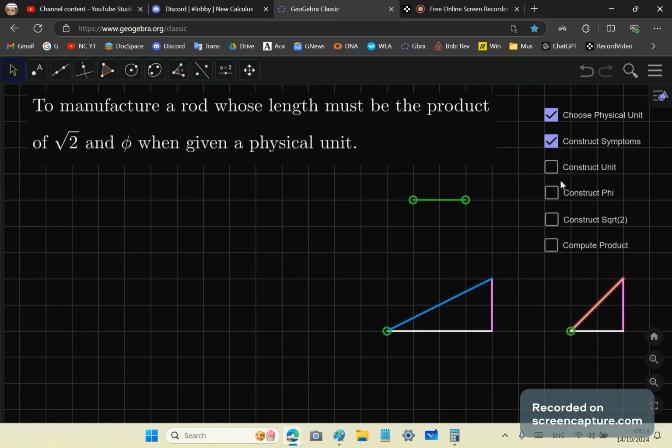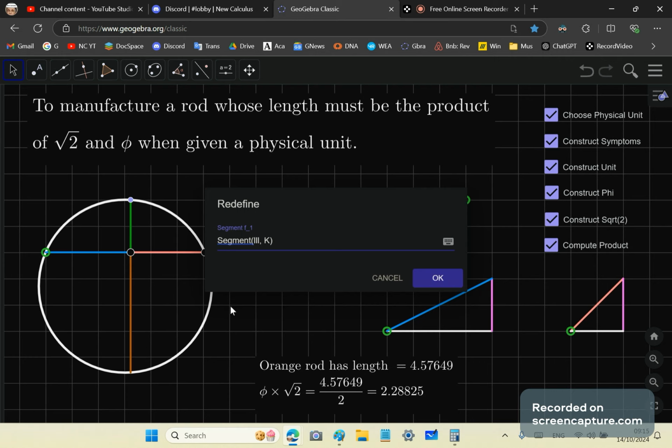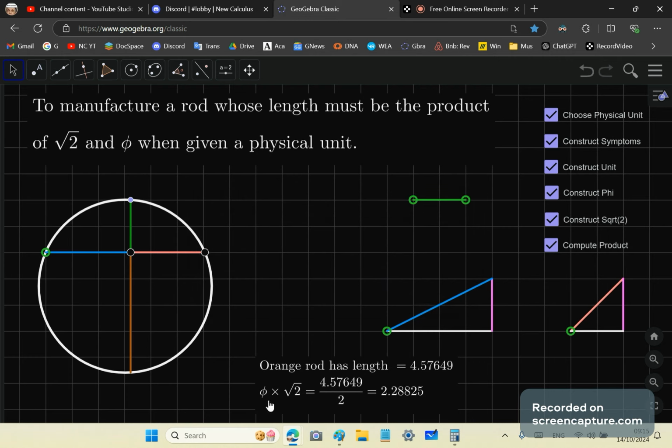We construct a unit first, which is this line here, and we start off by reproducing this unit as I have here. We construct phi, which means taking this line and placing it perpendicular like that. Then we construct square root 2, which means taking this line and concatenating it to this line. And finally, we compute the product. This orange length is the product of phi and square root 2.